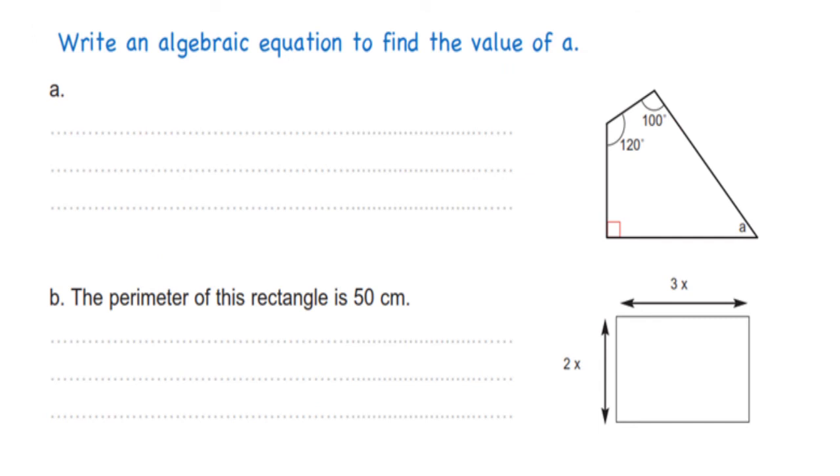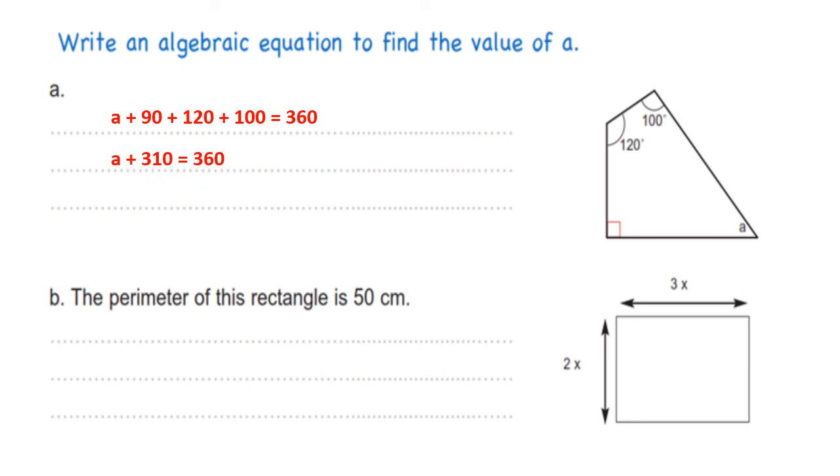And here we go to the last question. I need to write an algebraic equation to find the value of a. If you look at the figure, we have a quadrilateral, and you know that in a quadrilateral, the sum of angles is equal to 360. So it's going to be a plus 90 plus 120 plus 100 is equal to 360. And then you add 90 plus 120 plus 100, and you are going to get 310.